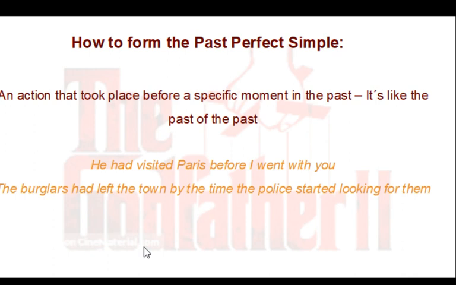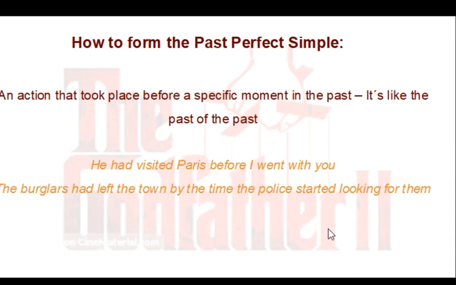And now finally, let's have a look at how to use the past perfect in context, how to use it in a writing exercise or when we are speaking. Okay, the past perfect is used for an action that took place before a specific moment in the past. I explain this with the idea that it is the past of the past.